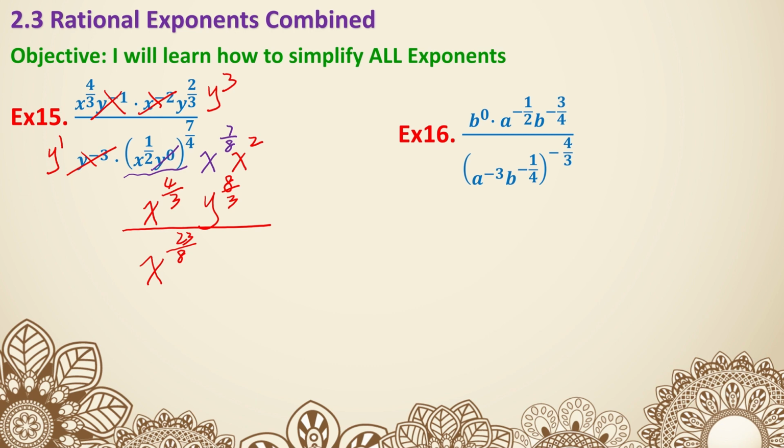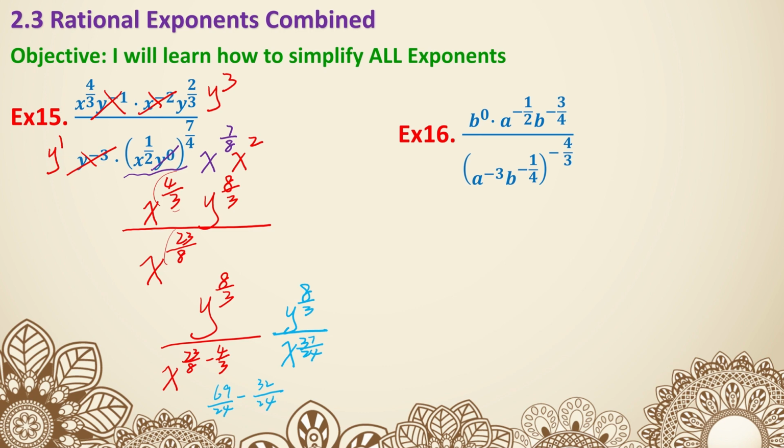Now let's just simplify the x part. The bottom is bigger than the top, so it's actually a subtraction that stays on the bottom. 23/8 minus 4/3. You can either type in your calculator and get a fraction, or let's think about it. They both have a common denominator 24. So the first thing will actually become 69/24 minus 32/24. So final answer, x to the 37/24 power on the bottom, y to the 8/3 power on the top.